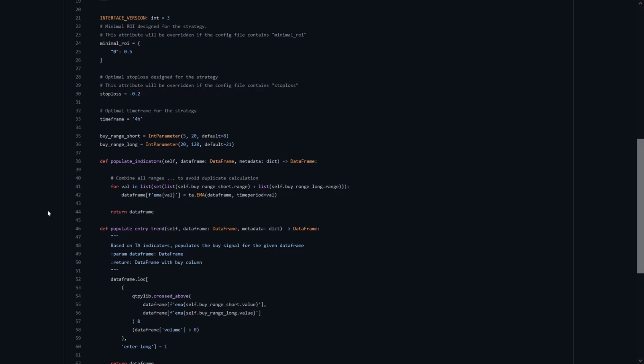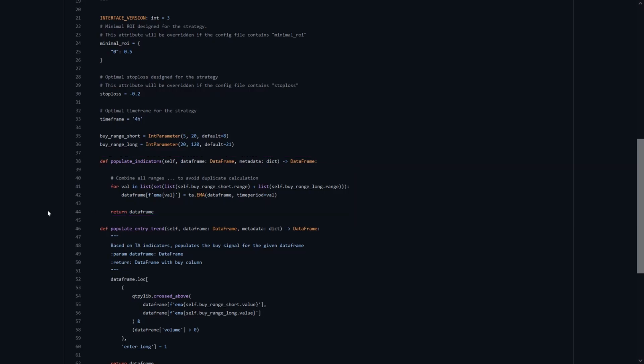Another thing to mention here is that the strategy is also prepared to do hyperparameter optimization on the buy range as well. So it will take the EMA parameters into consideration here and try to search in the configured space to find the most profitable settings for this strategy. If you look at the indicator section, the EMA indicator is the only one used in the strategy.